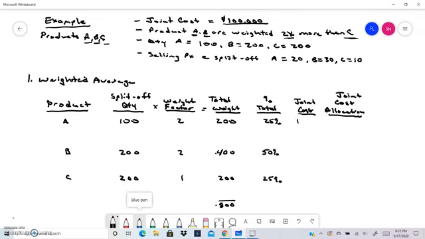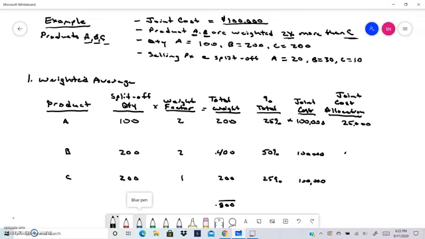Of course, our joint costs are 100,000. So it's not going to change for each one of these. And so joint cost allocation then for the first one would be the percent total times the joint cost total. So that's going to get 25% of the total, or 25,000.